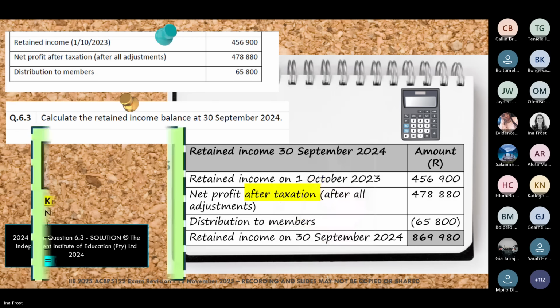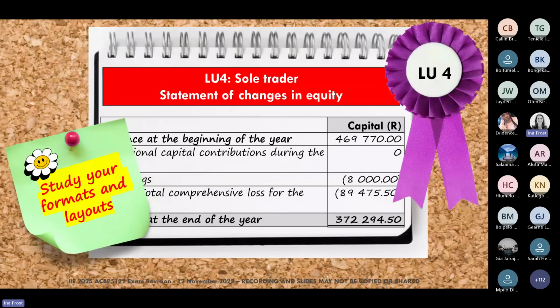Thank you, Ina. Okay, so the next thing we need to look at is the statement of changes in equity, because this statement is drastically different between the different ownership forms. So the first one that's up on your screen now is the one that you know quite well and that we spoke about earlier as well when we looked at Learning Unit 7. This is our normal statement of changes in equity that we would have used for our sole trader. Okay, so this is the one that comes out of Learning Unit number 4.